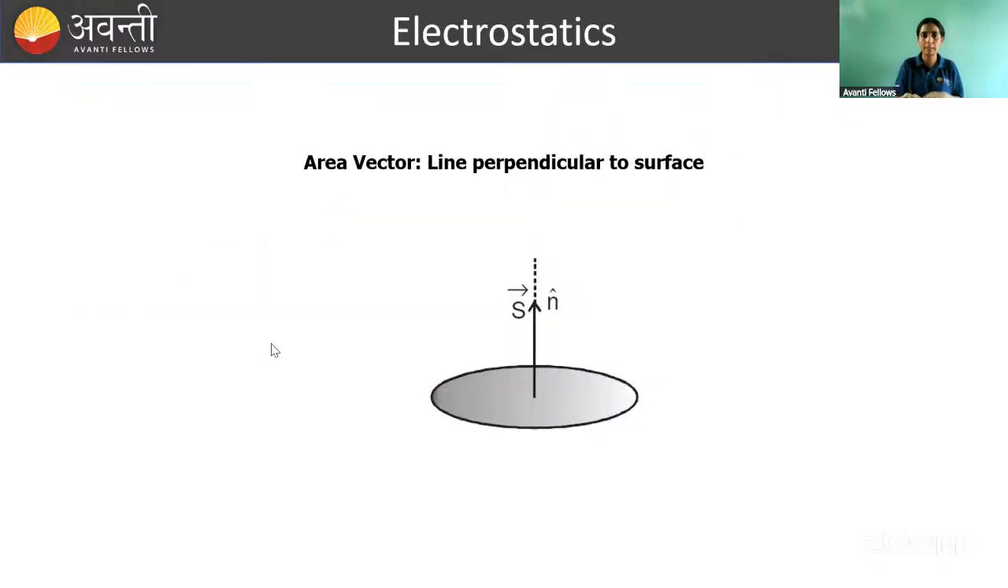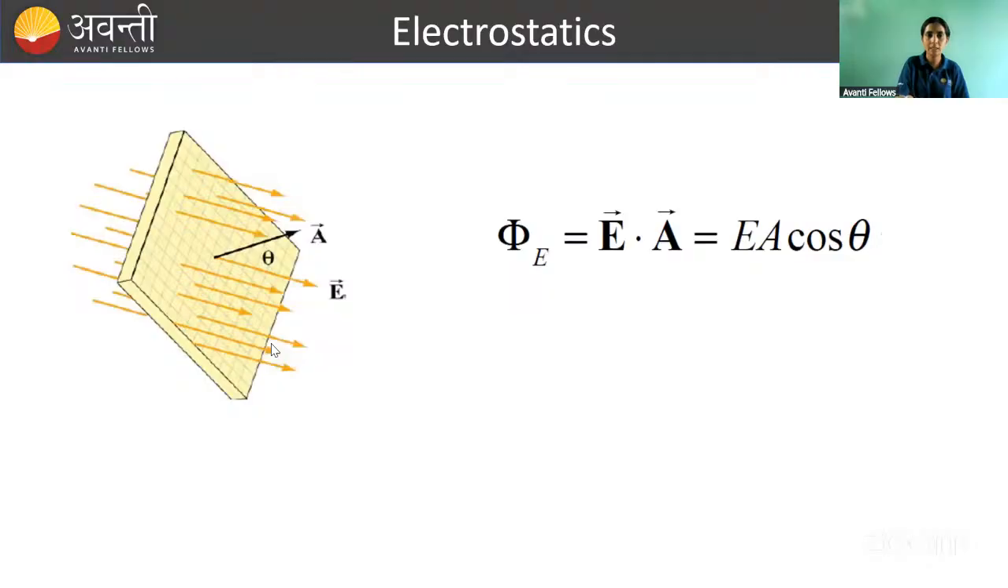So see here, I have taken one diagram. If this is one such surface, what will be the area vector on this? It will be outward normal. So outward normal we take as the direction of the area vector. So line perpendicular to the surface is basically the direction of area vector. Okay. So flux we will be writing as E dot A. Here, look here. This is the direction of electric field. This is the direction of area vector in this case. Angle between these two is theta. Then value of flux will be E A cos theta.